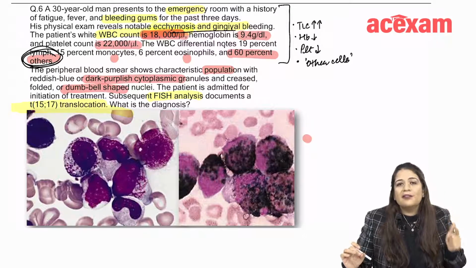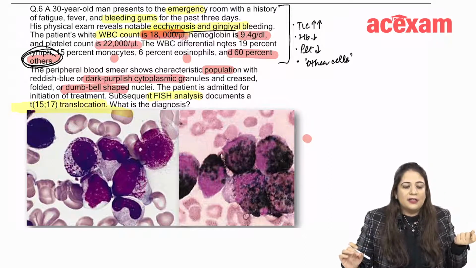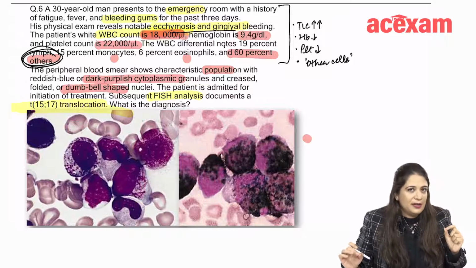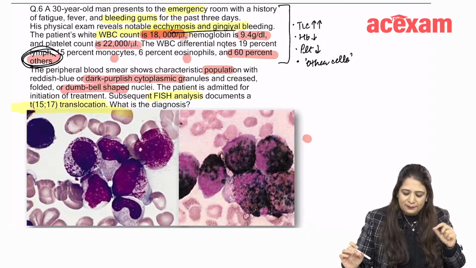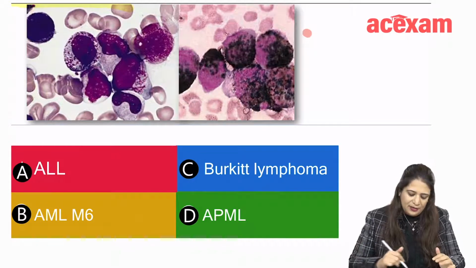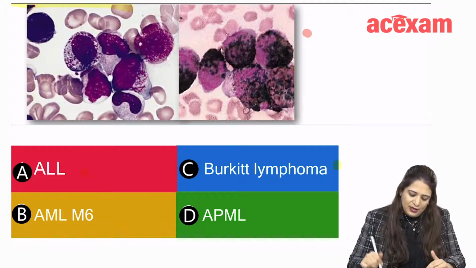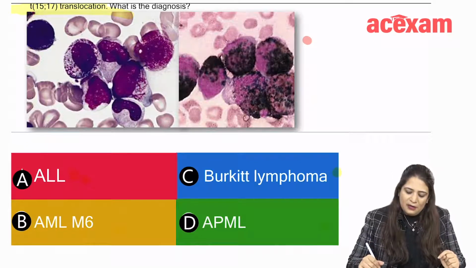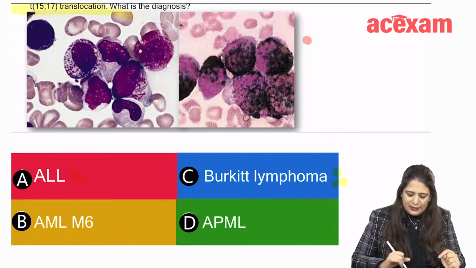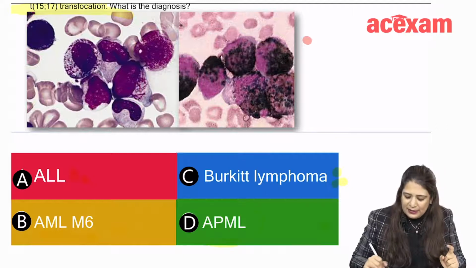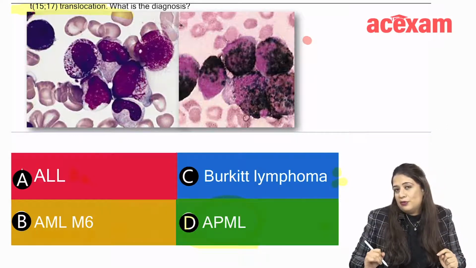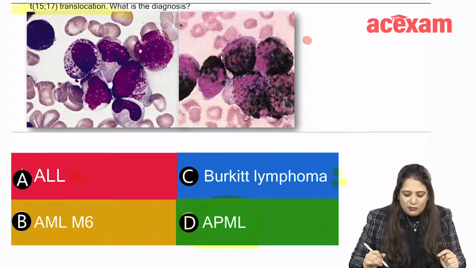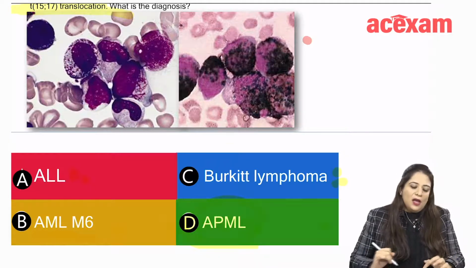Translocation 15;17 is associated with a kind of acute myeloid leukemia. And which is that leukemia? That leukemia is there in one of these options for you. ALL, is it acute lymphoblastic leukemia? Is it Burkitt's lymphoma? Is it AML-M6 or is it APML? APML is acute promyelocytic leukemia. So the answer is APML.